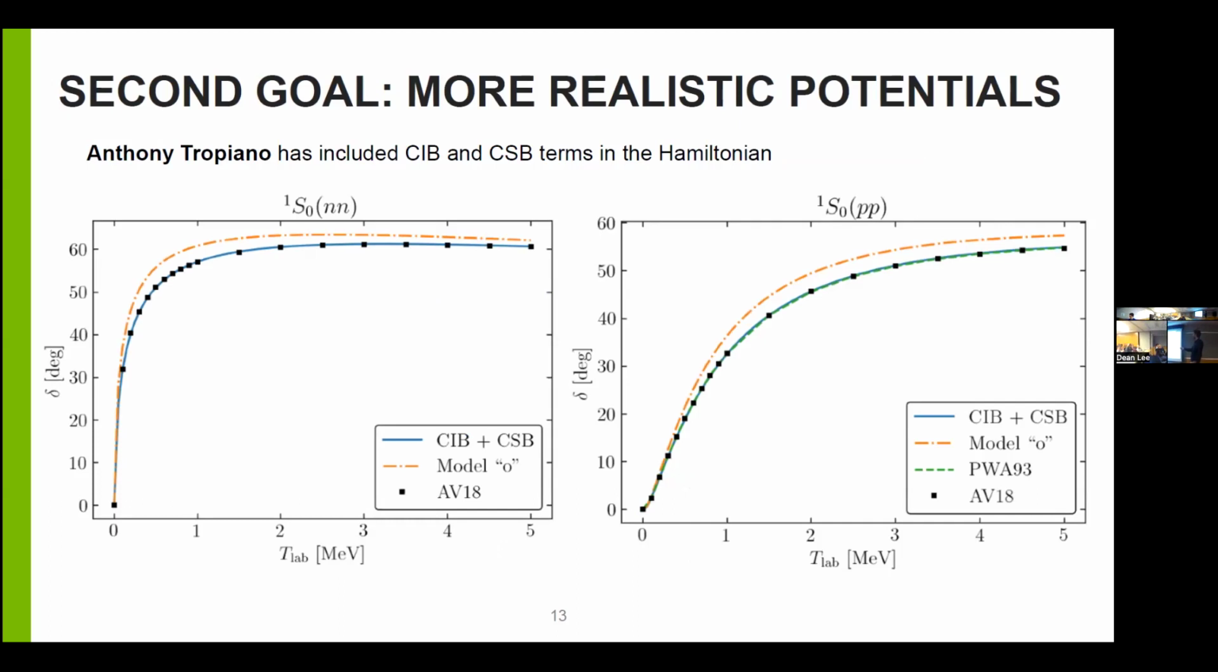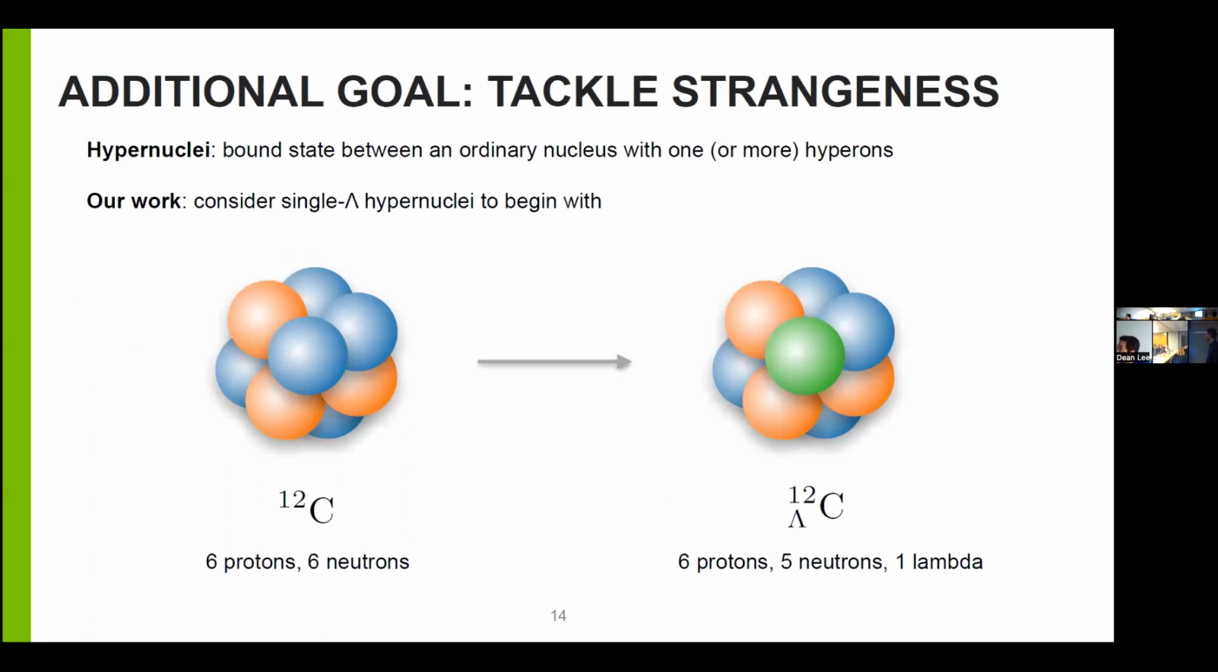And then the second goal in Streamline was to use more realistic potentials, and Anthony Tropiano has included charge independence breaking and charge symmetry breaking in the Hamiltonian at leading order. So now we can reproduce also nn and np scattering. The old is the orange, the one that we are using now. We wrote this code in JAX with autodiff, so we can differentiate the phase shifts with respect to the parameters of the potential automatically. So the optimization is very fast. So now we can reproduce the experimental phase shifts with high accuracy. Now the goal is to implement this into our code.